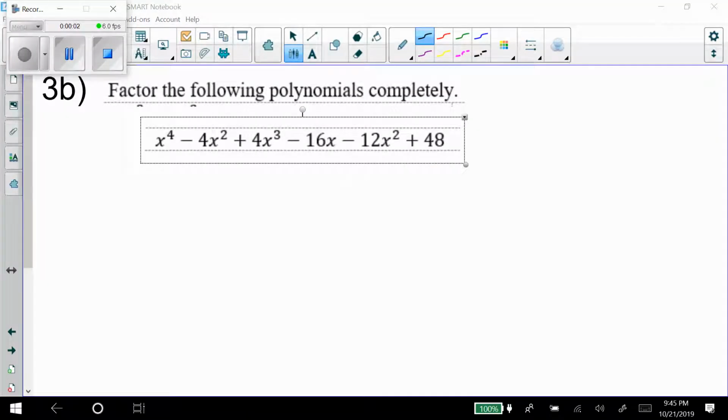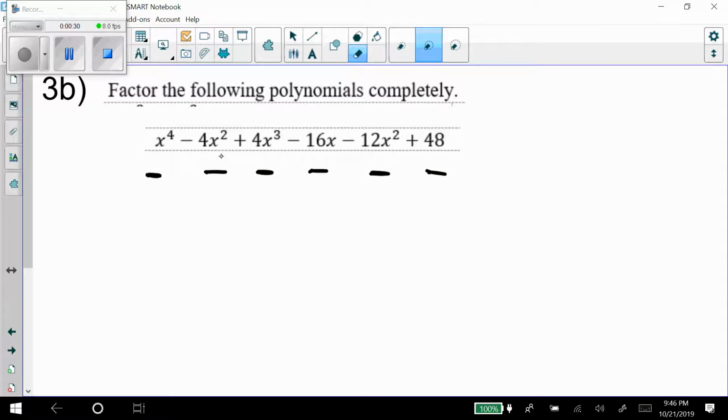3b, factor the following polynomial completely. Now, going back to our factor flowchart, our first step is to pull out a GCF. There's no variable that all these terms share, and there's no number that all these terms share, so our problem doesn't have a GCF. Moving on, our next step is to count the terms, so let's do that. 1, 2, 3, 4, 5, 6. So we have a 6-term polynomial.